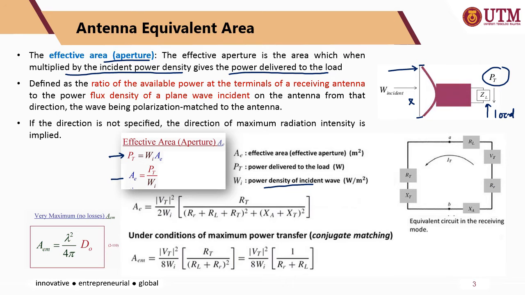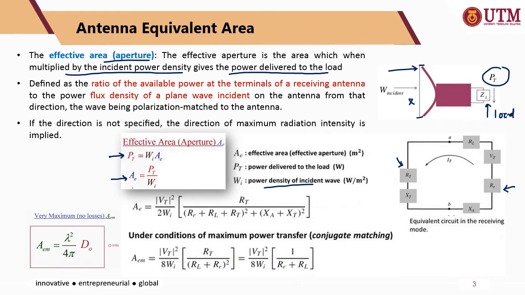So the effective area or the aperture can be calculated by dividing the total power delivered to the load by the incident power density. An antenna can be represented as an equivalent circuit as shown in this figure. So RL is the load resistance, RR is the radiation resistance, and then RT is the total resistance.